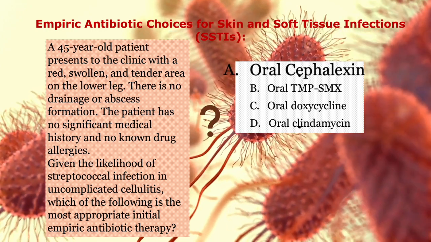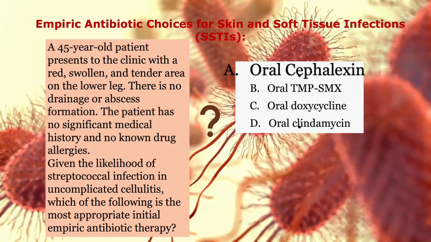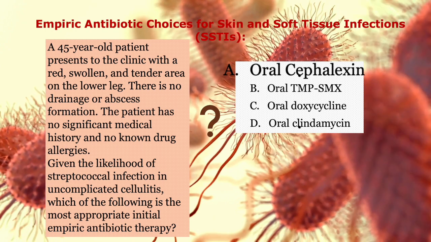If you chose A, oral cephalexin, you are correct. For uncomplicated cellulitis typically caused by streptococci, the first-line treatment option is beta-lactam antibiotics such as cephalexin. TMP-SMX and doxycycline are more appropriate when MRSA is suspected, especially in cases of purulent cellulitis or in geographical regions with high prevalence of MRSA. Clindamycin can be considered. This tests the candidate's knowledge of selecting an appropriate antibiotic based on clinical presentation and likelihood of the causative organism. So it's important that we understand that.